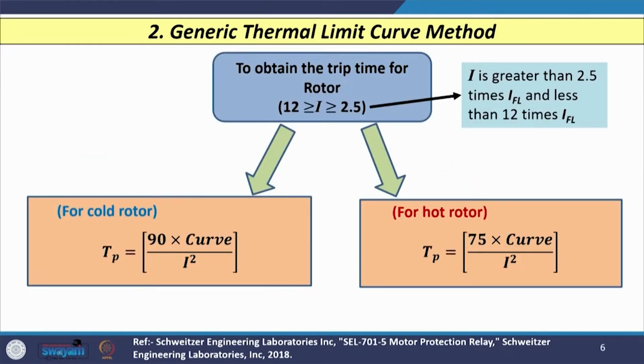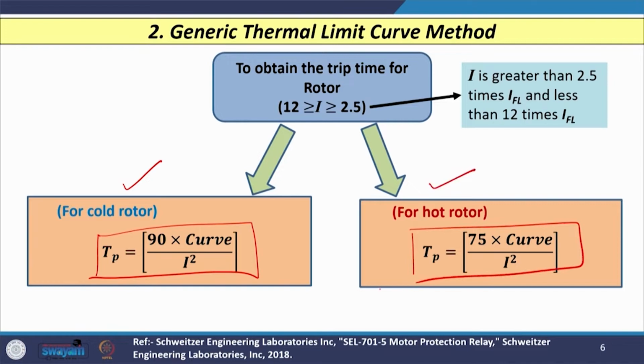If we wish to find the trip time for the rotor, particularly when the current I is greater than 2.5 times the full load current and less than 12 times the full load current, then when the rotor is in cold condition you have to use the equation Tp equals 90 times curve divided by I squared, whereas when it is in hot condition you have to use the equation Tp equals 75 times curve divided by I squared.